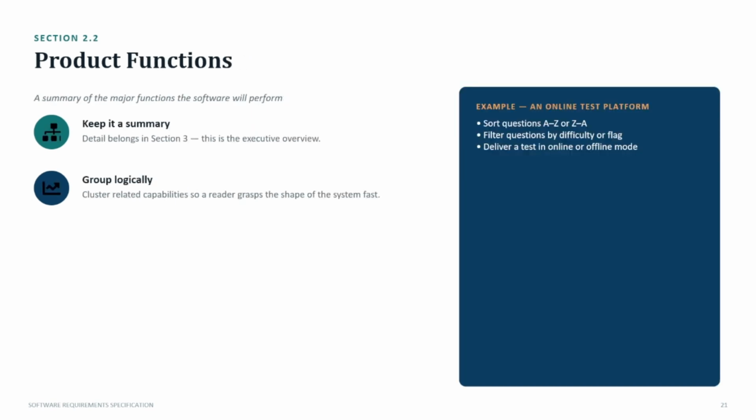Then function is what kind of functions it should perform. Then group logically, cluster capabilities to show the shape of the system first. So you should make a flow chart or something showing how different components of a product work together, so that a person who is seeing the image can understand, okay, this is how it is working. So that is how you should group logically.